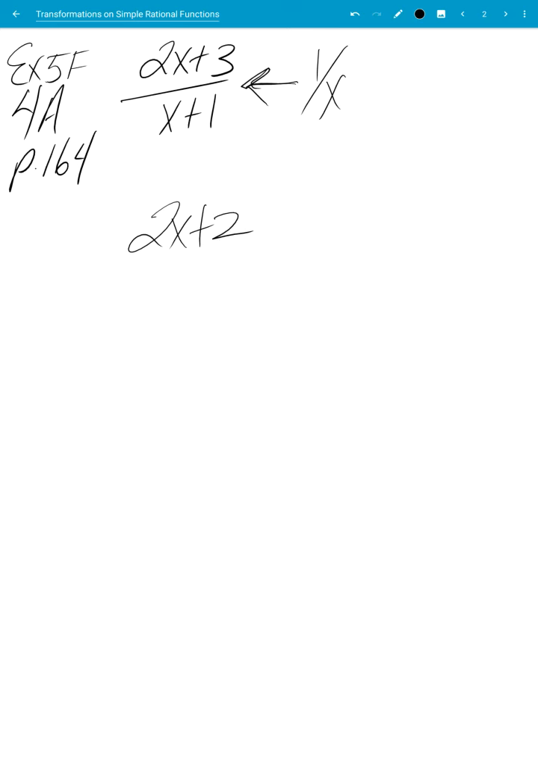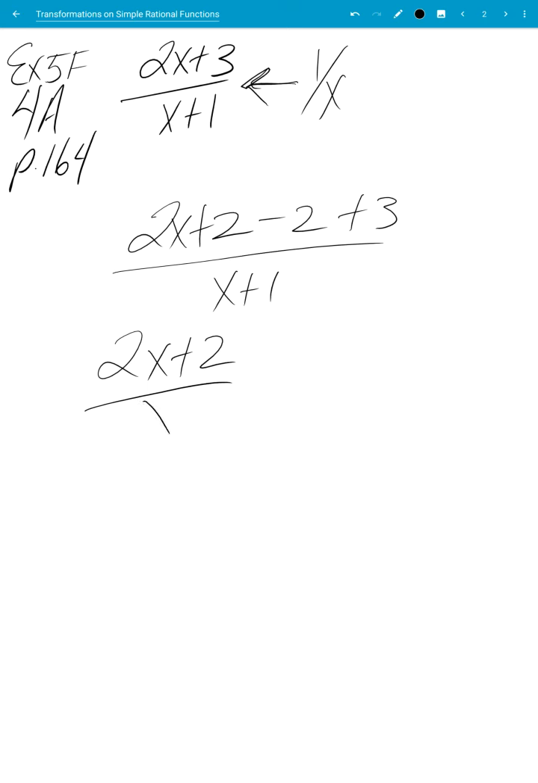I'm going to need this 2 right here. So if that is what I have, then I'm going to want to also subtract 2. I can't just add 2. I can add 0 though, and so that's the same thing as adding 0. And of course I've got the 3 over here. So when I do that, now I can regroup, and this is now still all over x plus 1. And now I can regroup and I get 2x plus 2 over x plus 1.